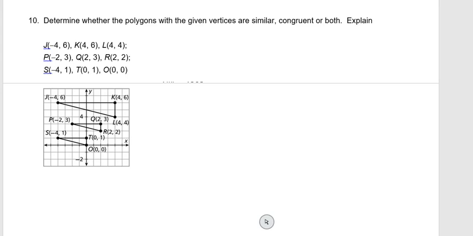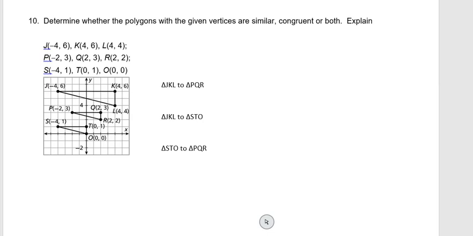So number 10 says determine whether the given polygons are similar or congruent or both. The first thing it asks us is about JKL to PQR. So JKL is this triangle, and PQR is that triangle. When I look at these, let's talk about how long our base and our height are.